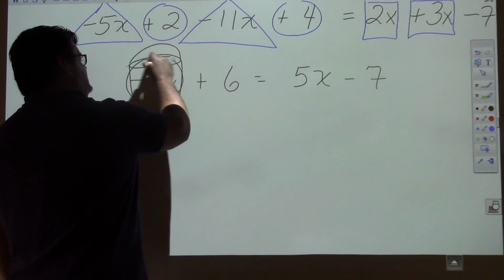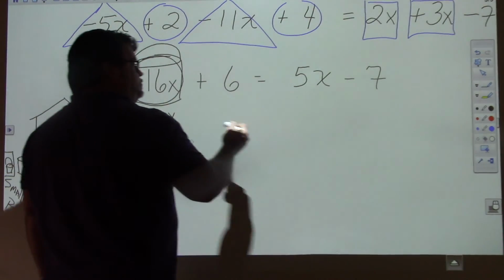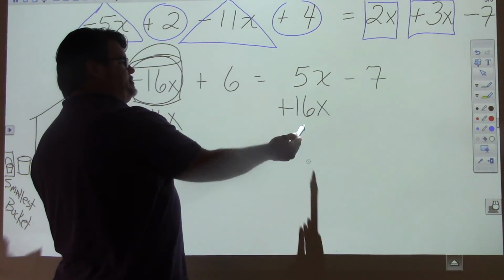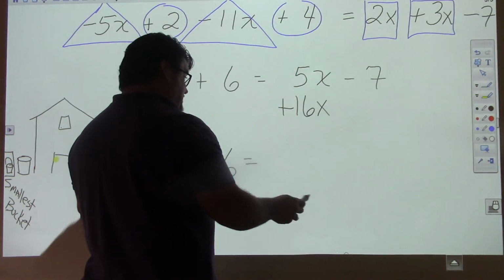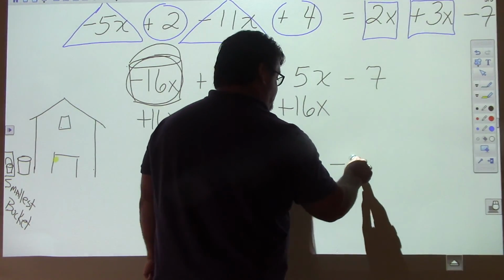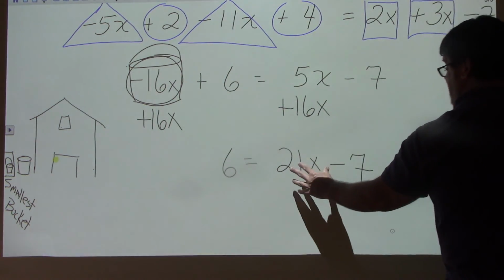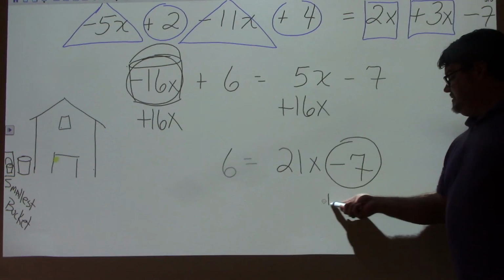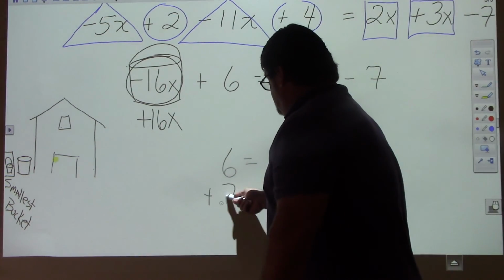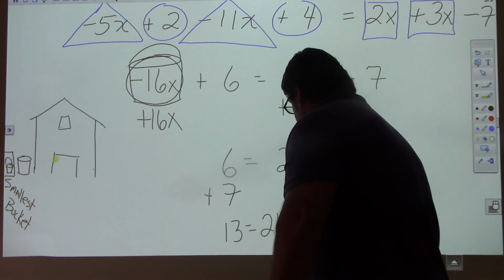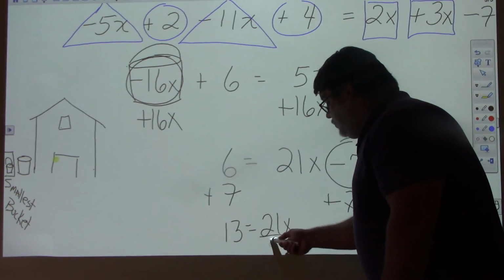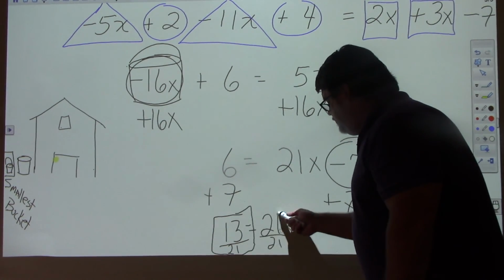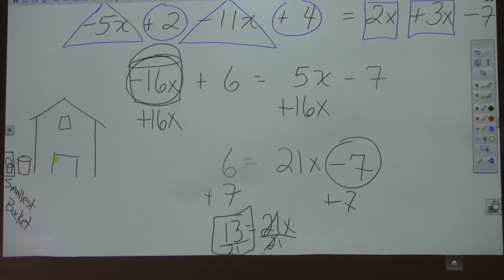How do you get rid of a negative 16x? That gives us 6 is equal. What's 5 plus 16? 21x. Now, we can't get rid of this x because we've got a negative 7. How do you get rid of a negative 7? You add 7, and divide by 21. And that's your answer. x is equal to 13 over 21.